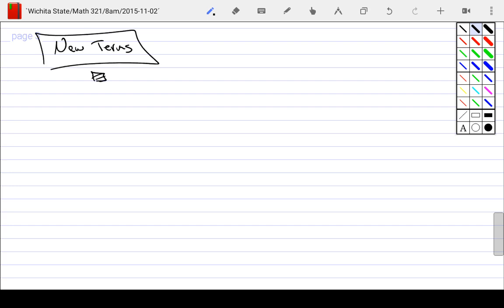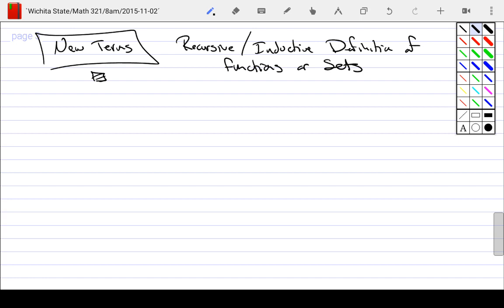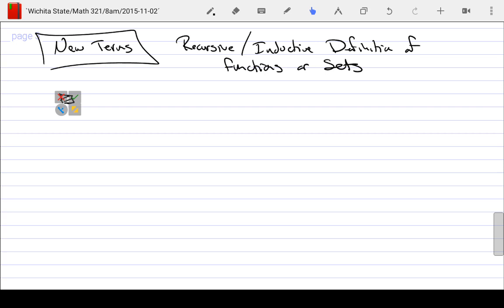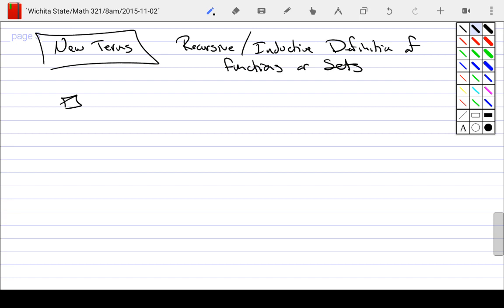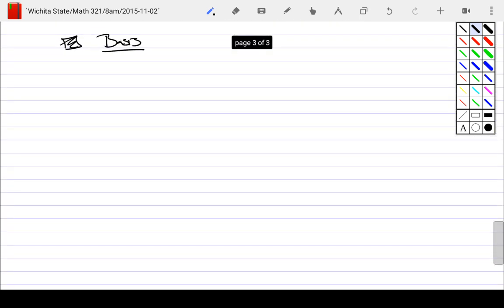Our new terms are what's called a recursive or an inductive definition of functions or sets. So not only can we build functions, we actually can build some sets as well. The first component here is obviously the basis. The basis is simply define your first element or elements. Just tell me what you're starting off with. If it's a set, it's the number 3. That's my set. My set's going to contain the number 3. And so I at least say what my beginning elements are.